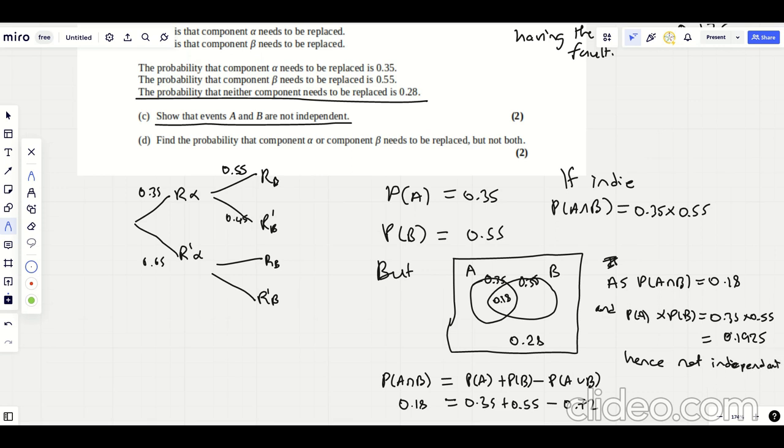Okay, right. Not independent. Right. Okay, so that's that one done. Okay, find the probability that component A or component B needs to be replaced, but not both. So, right, that will just be 1 minus, well, basically 1 minus everything, 1 minus 0.18, because we want to find the probability that either A or B, but not both.